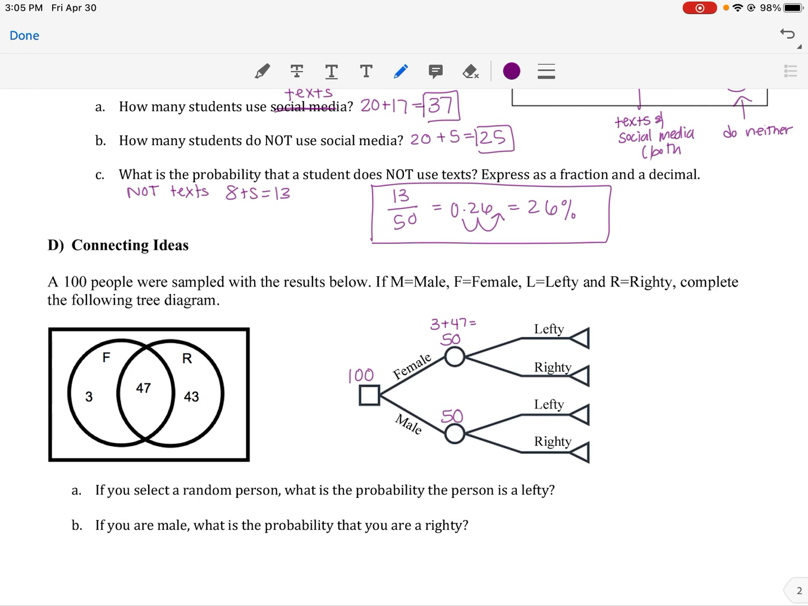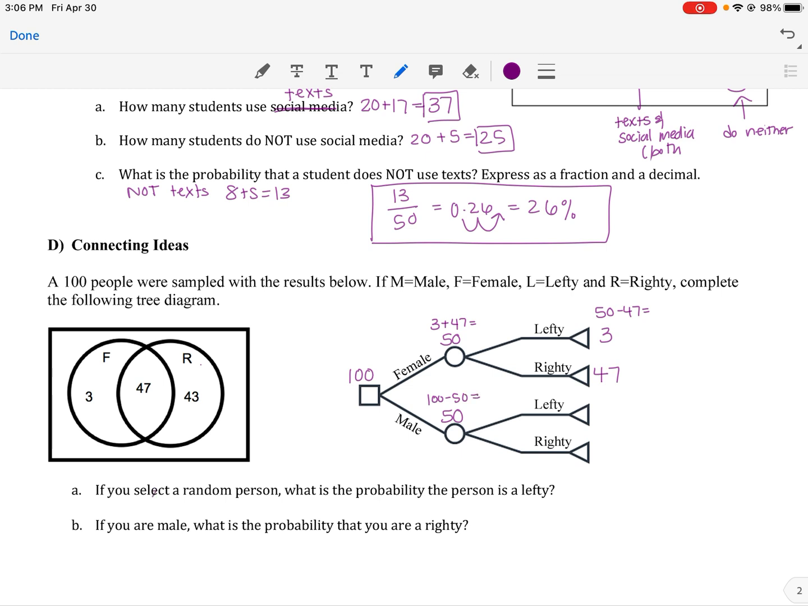Okay, notice there's some overlap though. If a female and a righty, we've got 47 people that are females and righties. So over here for righties, we've got 47 of them. For that to add up to 50 though, we'd have to do 50 minus 47. We get 3 people who have to be lefties.